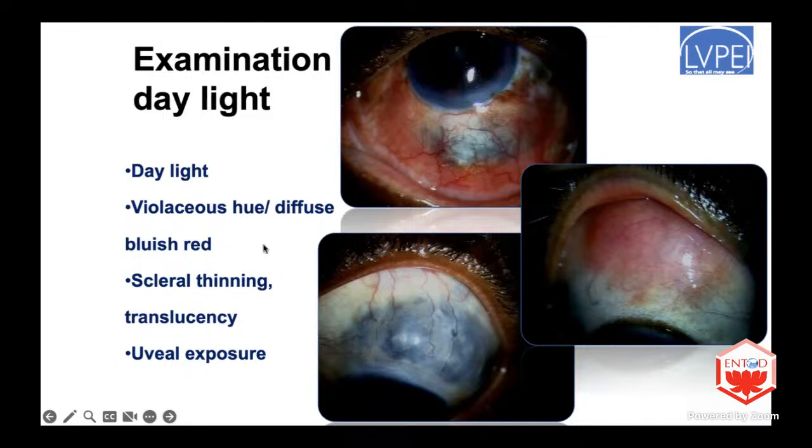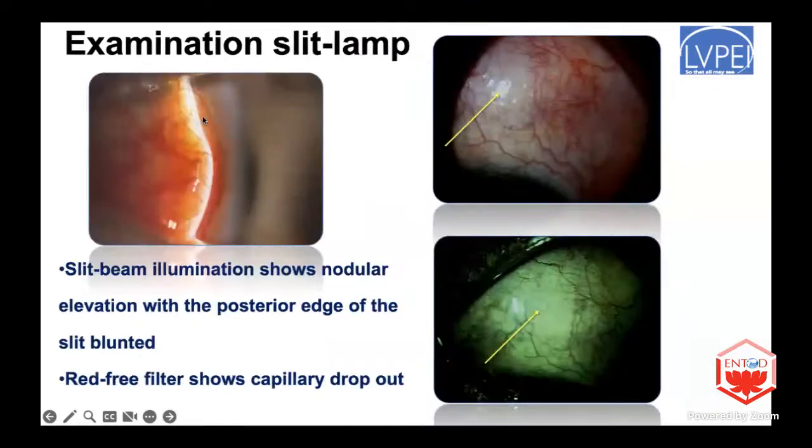So look for these diffuse bluish red areas and look for scleral thinning, look for the uveal exposure. So this is a case of necrotizing scleritis. And this one here, if this was only it, then it would have been nodular scleritis. There is a role of using the slit and also using the red-free filter.